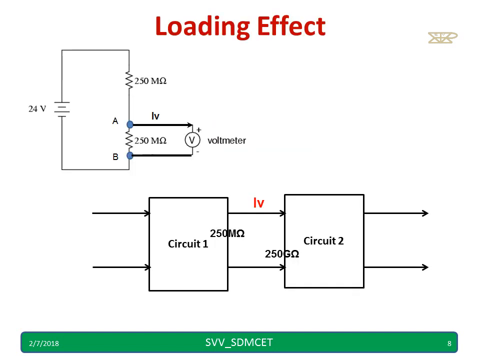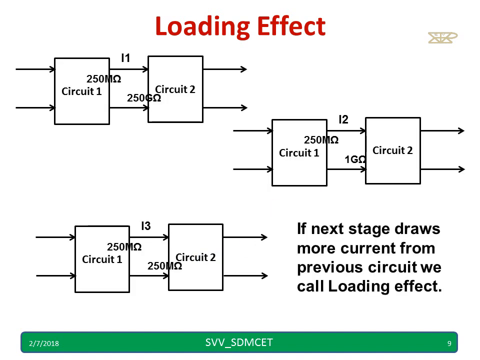And in general, instead of taking it like this, take two circuits and take this as an IV. Circuit 2 has an input resistance of 250 giga ohm. See, the IV will be how much? I compare simply when circuit 2 has a 1 giga ohm input resistance and 250 mega ohm input resistance. If we take I1, I2, I3, whether I1 is more or I3 is more, like a voltmeter connection, with 250 giga ohm, no doubt it will be very less. This becomes more. If the next stage draws more current from the previous circuit, we call that loading effect.